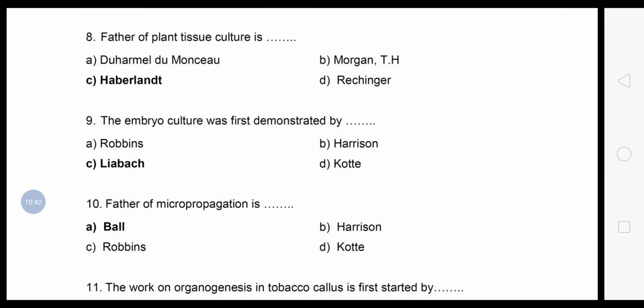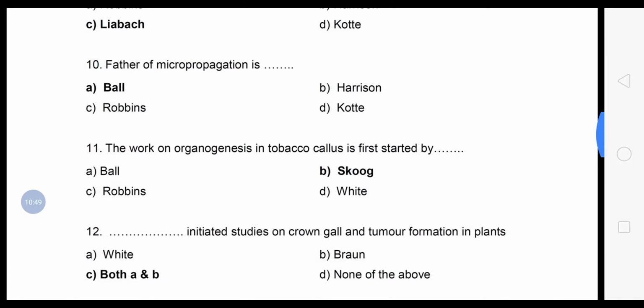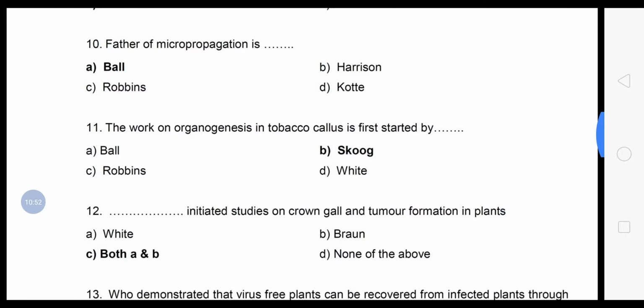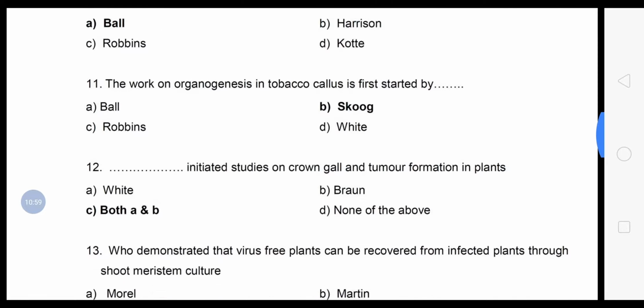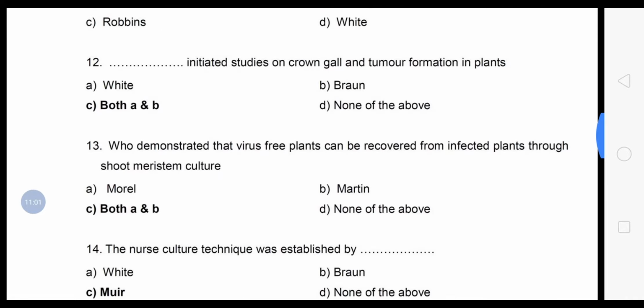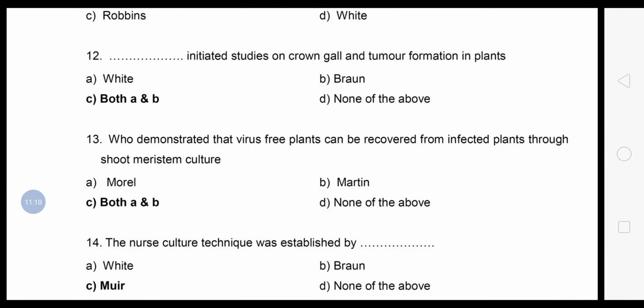Father of plant tissue culture is Haberlandt. Embryo culture was first demonstrated by Laibach. Father of micropropagation is Ball. Remember, father of micropropagation is Ball. The work on organogenesis in tobacco callus was first started by Skoog. Studies on crown gall and tumor formation in plants were initiated by White and Braun. I repeat, White and Braun initiated studies on crown gall and tumor formation in plants.